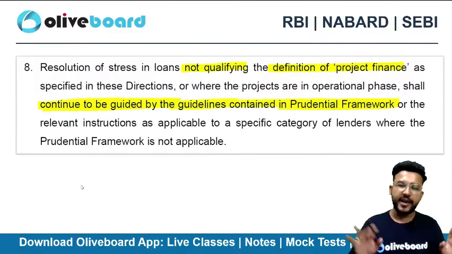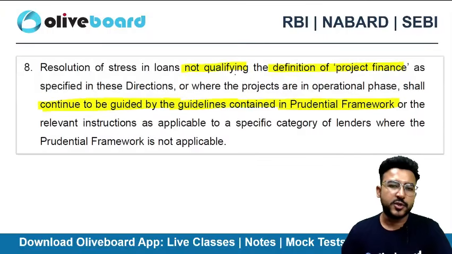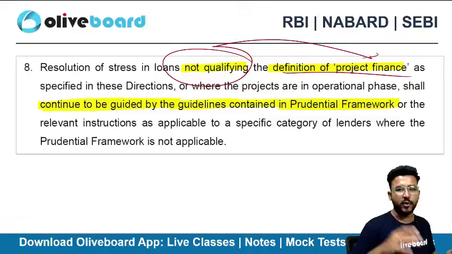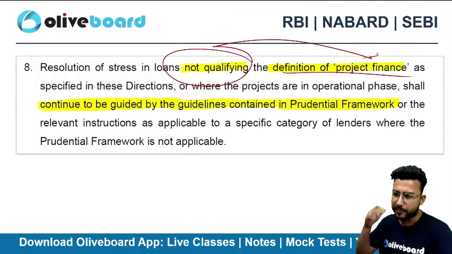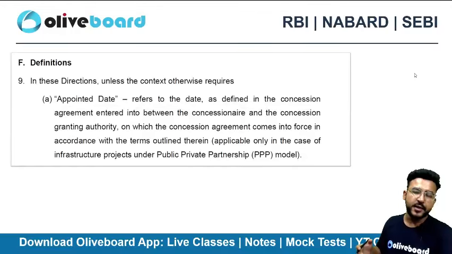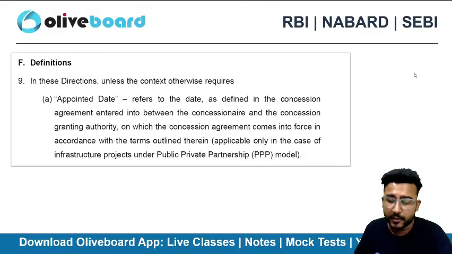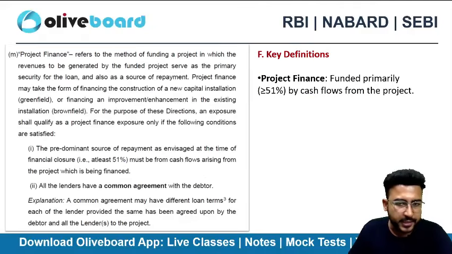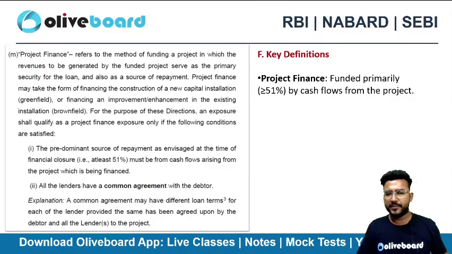I'll tell you what financial closure is, but before that, understand that a resolution of stress loan is not qualifying the definition of project finance. If you are not qualifying the definition of project finance, you will continue to be guided by the guidelines of the prudential framework here, right? If project finance is not applicable, you will be covered by the prudential norms here, right? Okay. Now, what is the meaning of project finance?